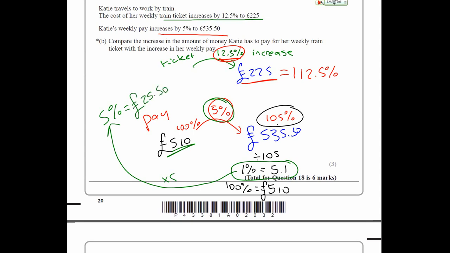Okay, let's do the same thing for the ticket, but with more complicated numbers. If we want 1%, and we've got 112.5, we're going to divide by 112.5. So on your calculator, 225 divided by 112.5 gives you 2. Well, nice number. Okay, 1% is £2. We want to know how much it's increased by, which is 12.5%. So times by 12.5, and you get 25 quid.